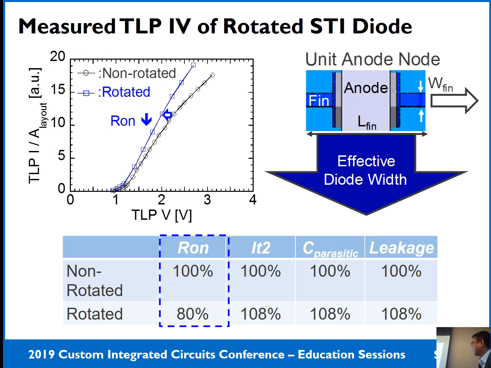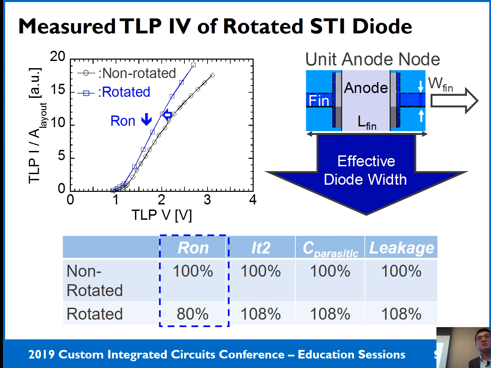Yeah, here. Okay, so the parasitic capacitance is in fact slightly increased. However, because your It2 will also equally increase, It2 per parasitic capacitance is actually not really changed from the normal STI diode to the rotated STI diode. So it's still okay. You will not increase the parasitic capacitance there. But if you also consider the deep implant, for sure, this will increase again.